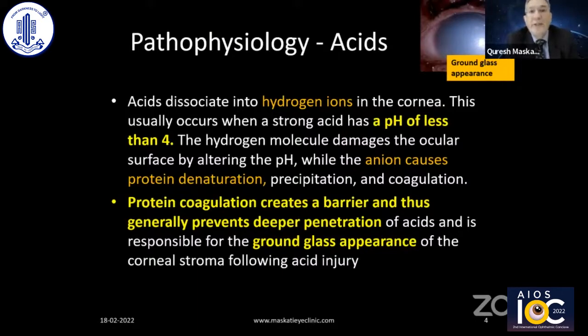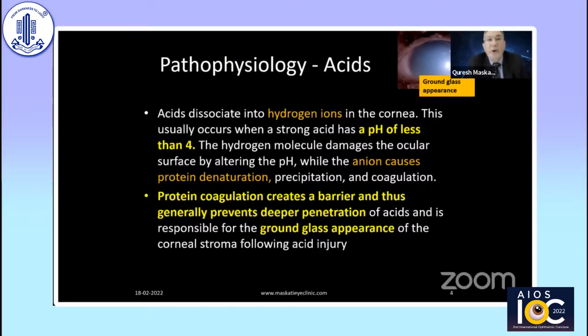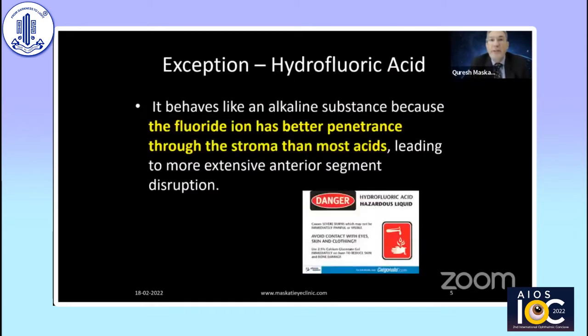Because acids dissociate into hydrogen ions in the cornea, and the hydrogen ion damages the ocular surface, and there is protein denaturation occurring. The protein coagulation which occurs gives you that classical ground glass appearance, and it prevents the acid from going deeper. So this is typical: if you get a ground glass and the patient is not sure what has been put in, usually this is acid.